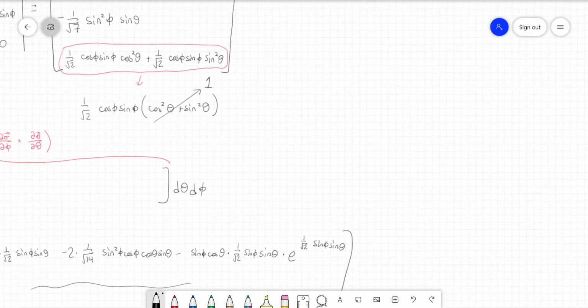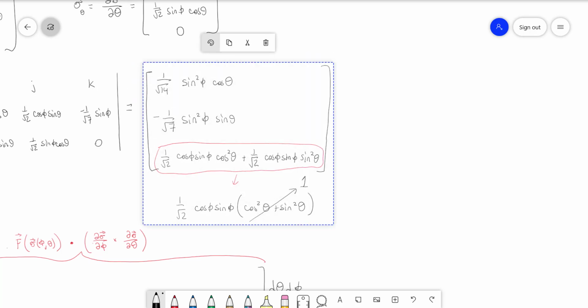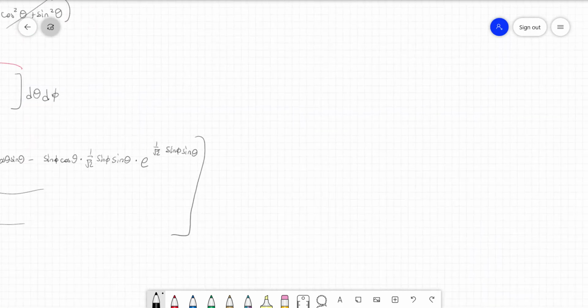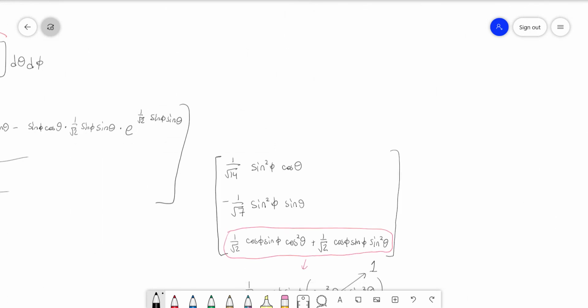Okay, I guess you guys get the idea. So you'll take this vector, and you'll need to do the dot product with the vector that you got over here.